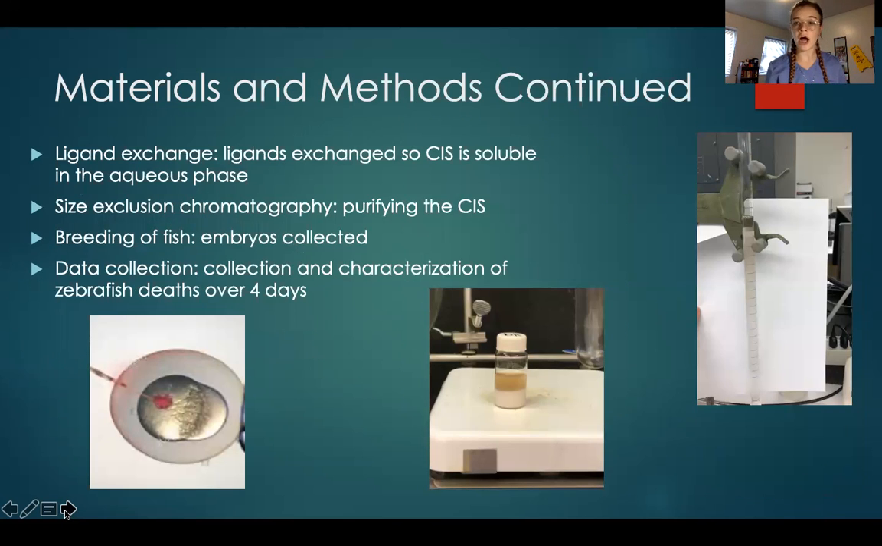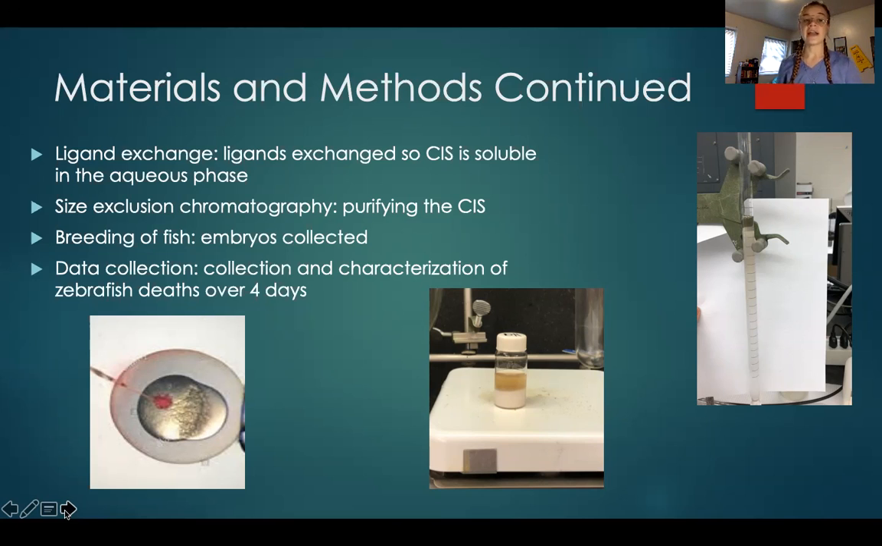So continuing, I have this nanocrystal now that's adjusted to my specific concentration, but it's not soluble in the aqueous phase. Fish live obviously in an aqueous solution, that's how they thrive. So I have to figure out how to get my nanocrystals to mimic that. So what I do is I perform a ligand exchange, so CIS is soluble in the aqueous phase. I take the ligands I had on the outside that were stabilizing the core, and I replace them with other ones that are soluble in aqueous solution.